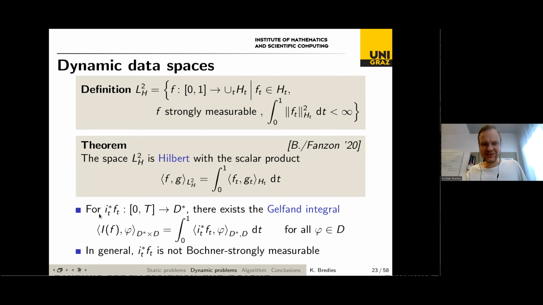And of course, you could also try to integrate this function. The name L2 just suggests this. However, what you need to consider is that the integral is something in the dual space and in general only exists as a weak star integral. So you can test against something in D, the pre-dual space, and you integrate it like that, and this will be your integral. And this is not necessarily strongly measurable if, for instance, the dual space is not separable. So this is a price we have to pay because we are integrating over spaces which do not necessarily fit together.